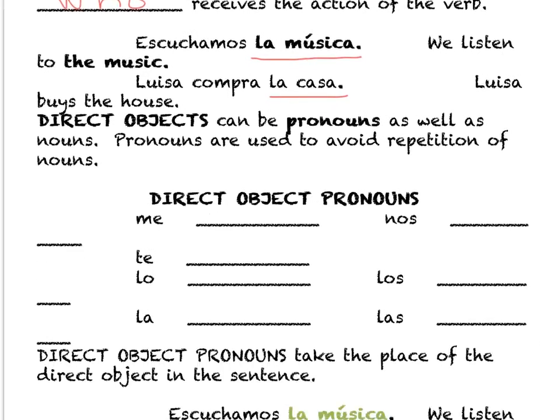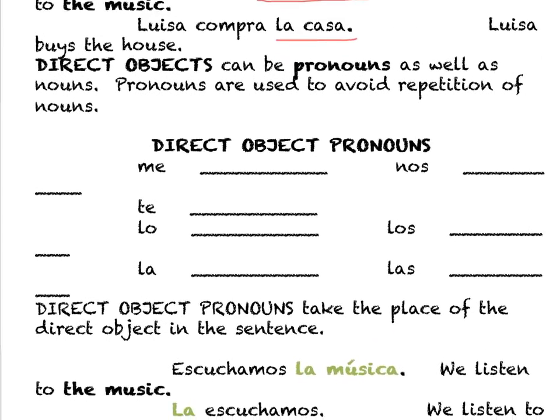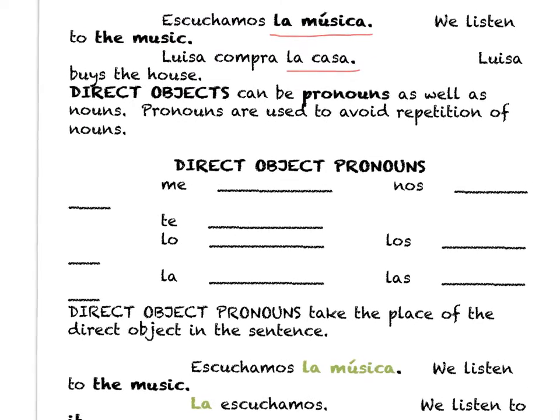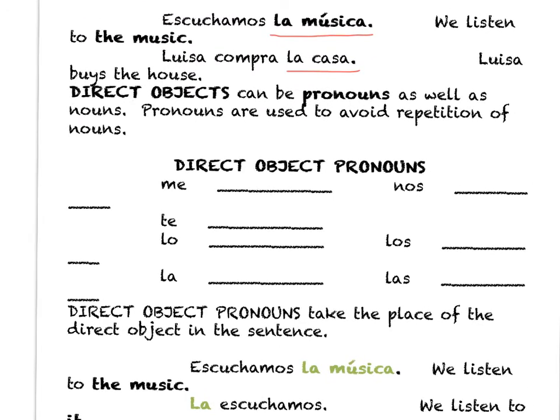So, we want to know how do we replace these? So, we have to learn the direct object pronouns. In Spanish, the direct object pronouns would be me, te, lo, la, nos, los, and las.